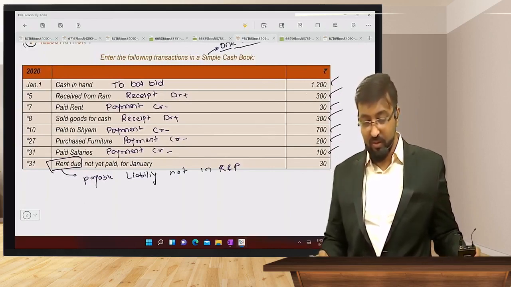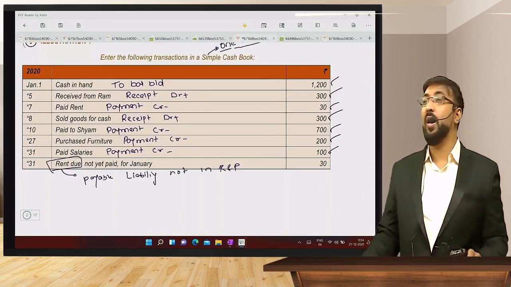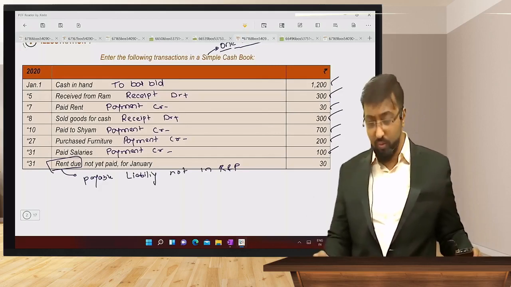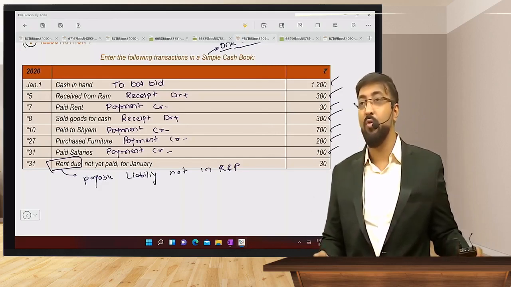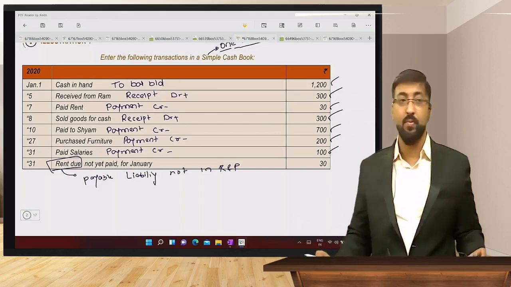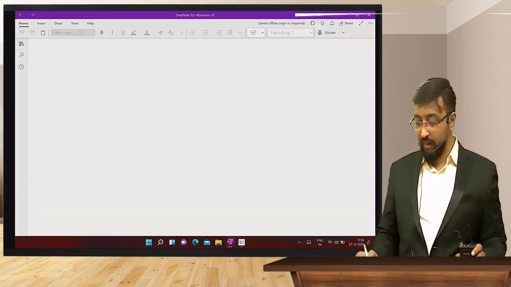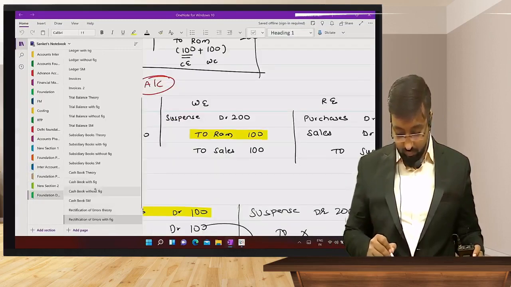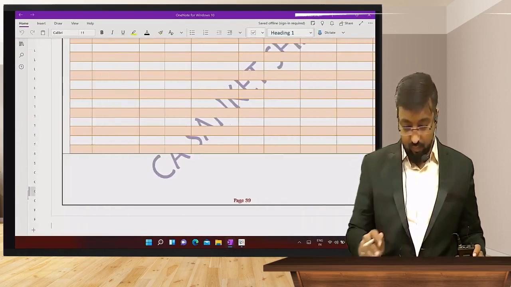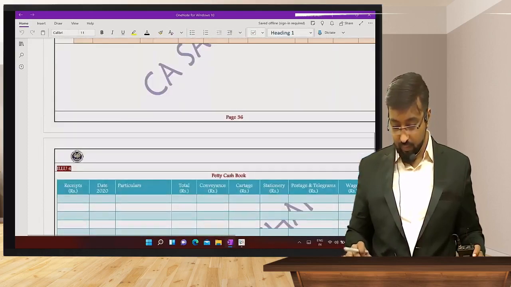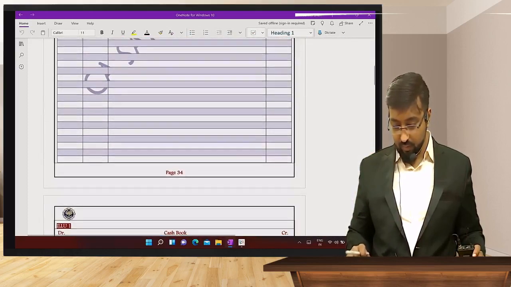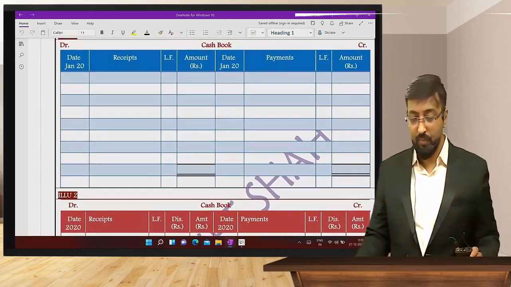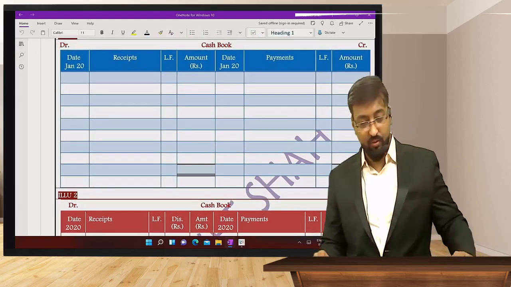Correct one. So whatever receipts you have, you have to write on the left hand side, that is to, in that ledger account. And whenever payments are made, you have to write on the right hand side, that is by. Chalo. So open it. Cash book, write down.